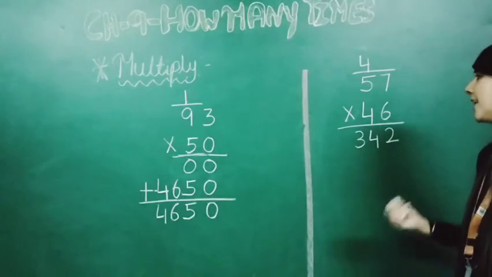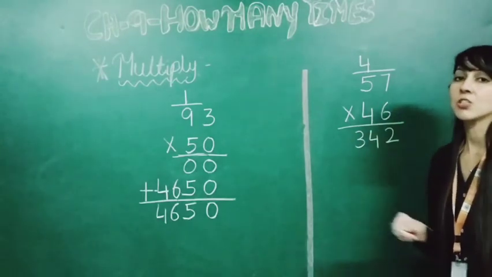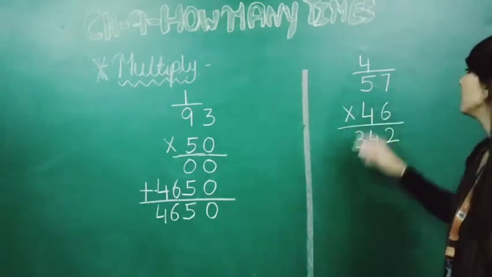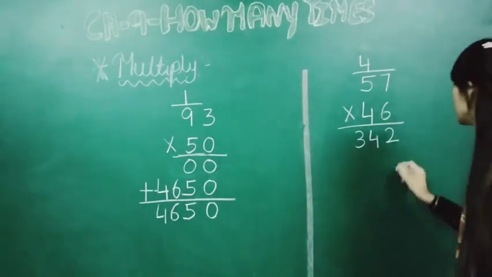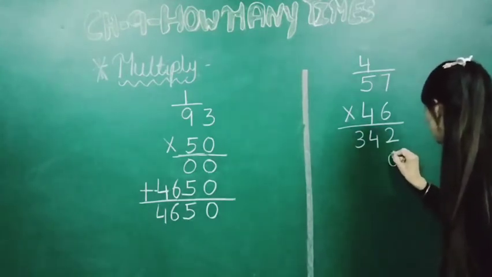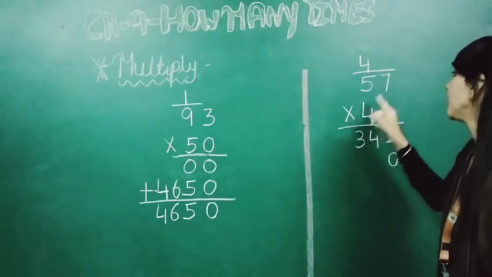Now next we will see this 4 that comes in the tens place. So actually we are multiplying 57 by 40. So first of all we will put 0 over here just below 2, that comes in the ones place. Now 4 into 7.